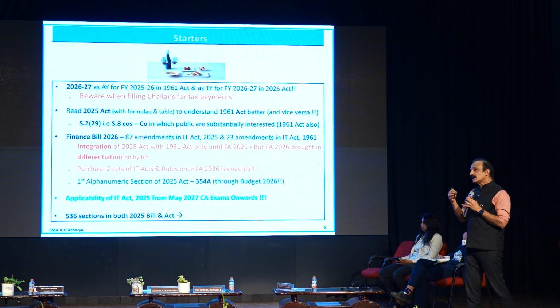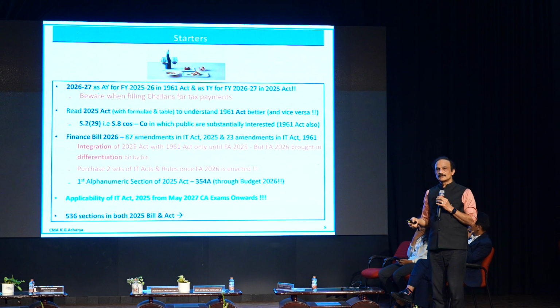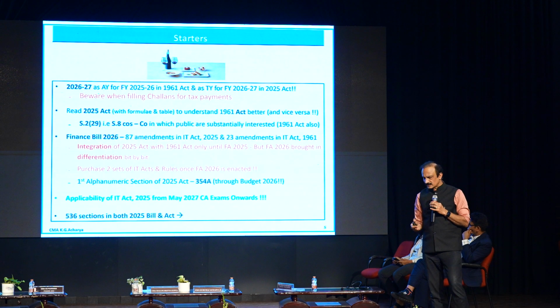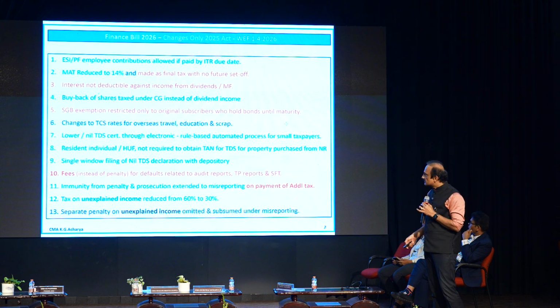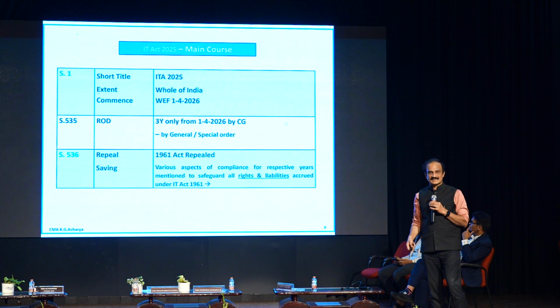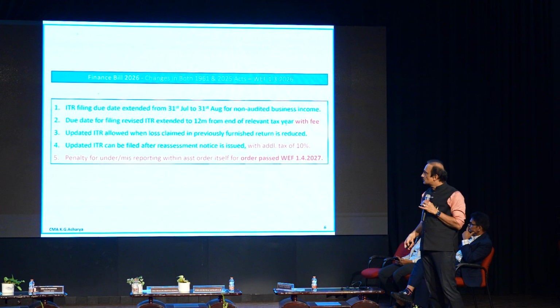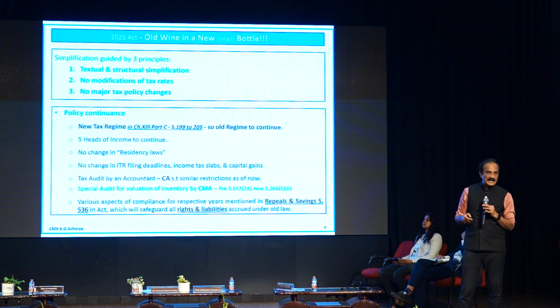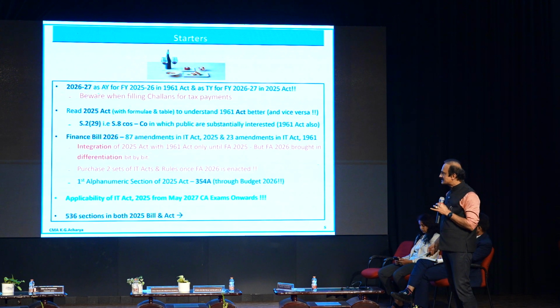And the entire act got changed. How many sections are there in the new income tax act? You will see that the last section is 536. Although in the 1961 Act, there were 298 sections. So 298 sections has become 536 sections.